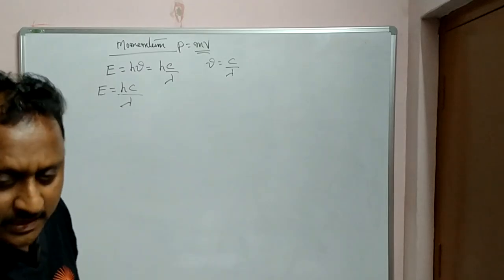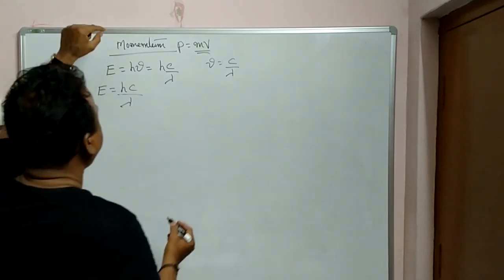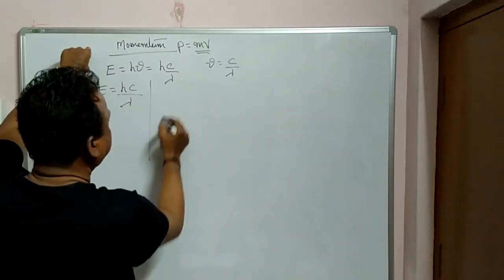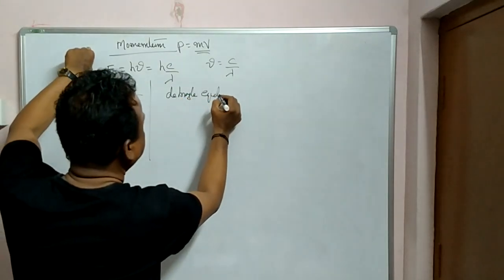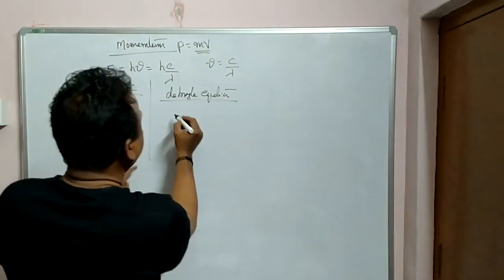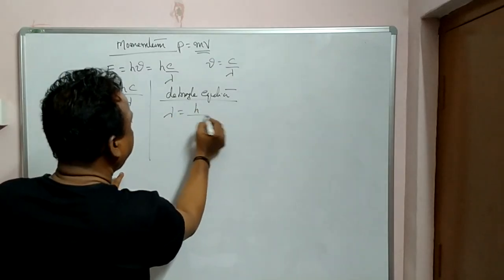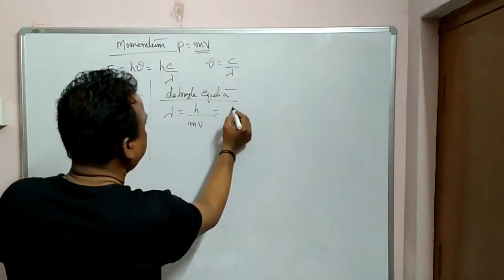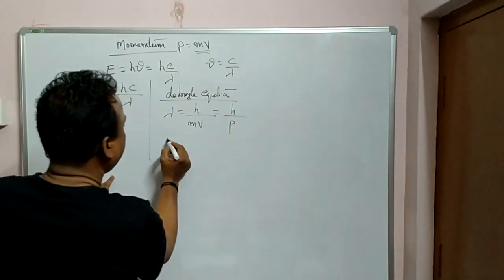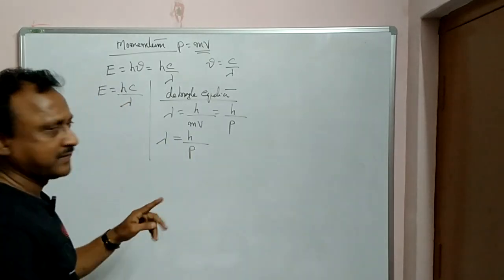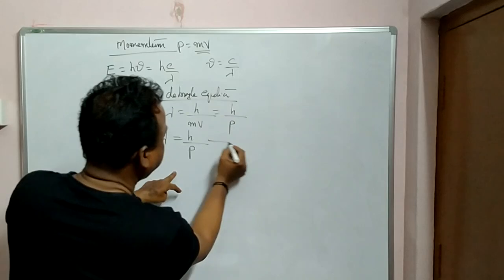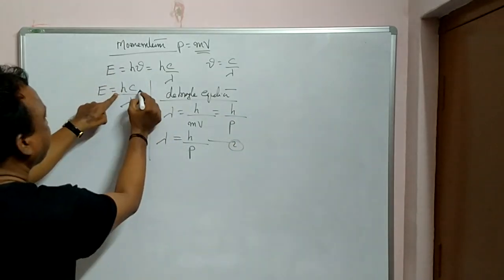Momentum, and we already know from de Broglie's equation, lambda is equal to h by mv, or h by p. That is, lambda is equal to Planck's constant by momentum. Clear? Now I will put this one as equation 2 and this one as equation 1.